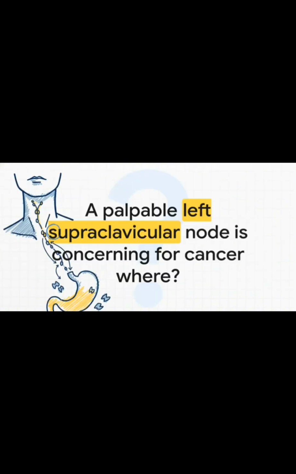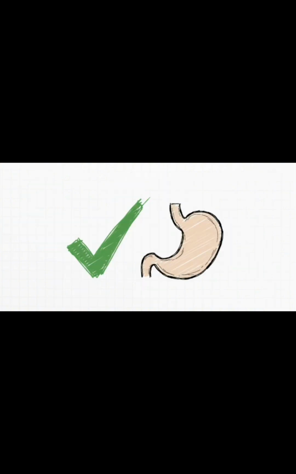All right, here's our last one. This is a classic clinical picture you might see on the wards. Older guy, losing weight, and you find this one specific hard node just above his left clavicle. What should be at the top of your mind? And the answer here is D, stomach.